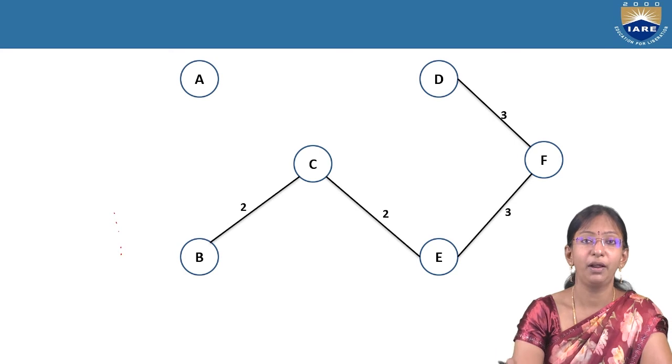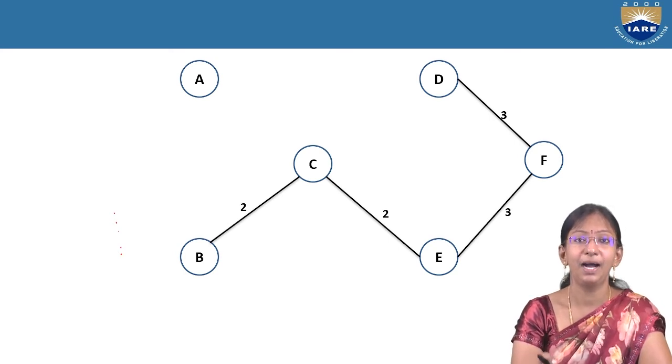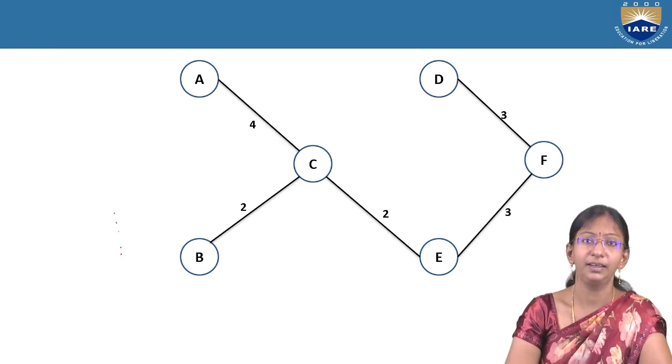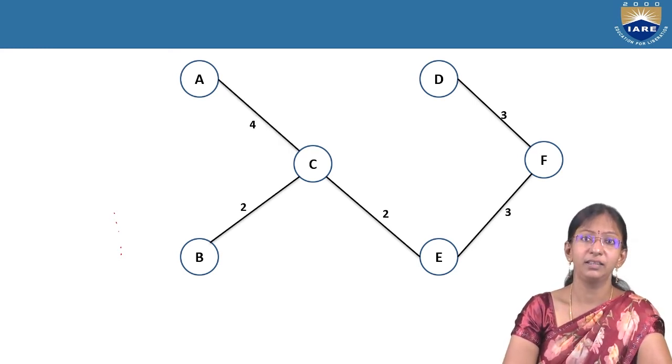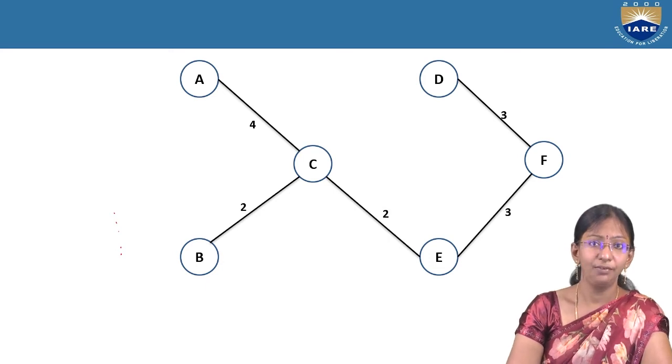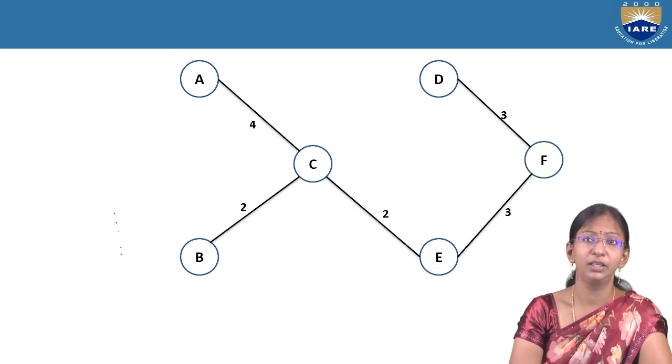Just follow the blunt rule. Add an edge with a minimum weight such that it does not form any circuit. If it forms, remove it or discard it. Next is between A and C, which is 4. Have a look at this tree right now.